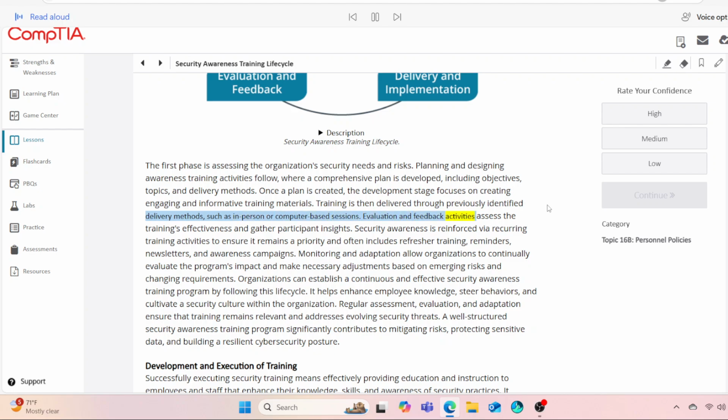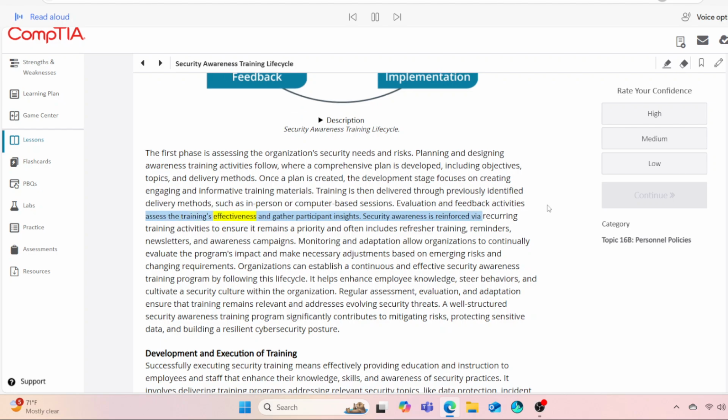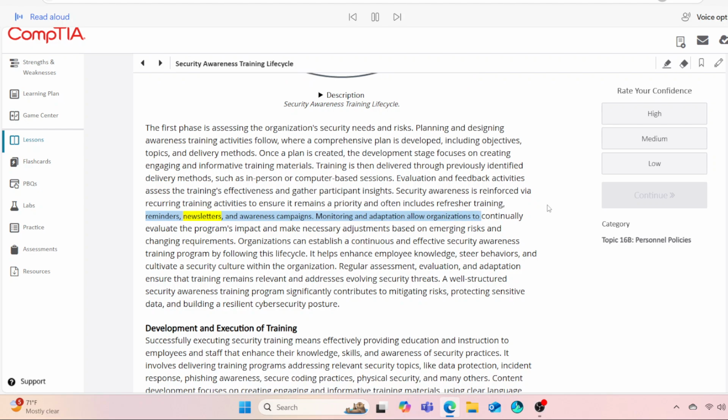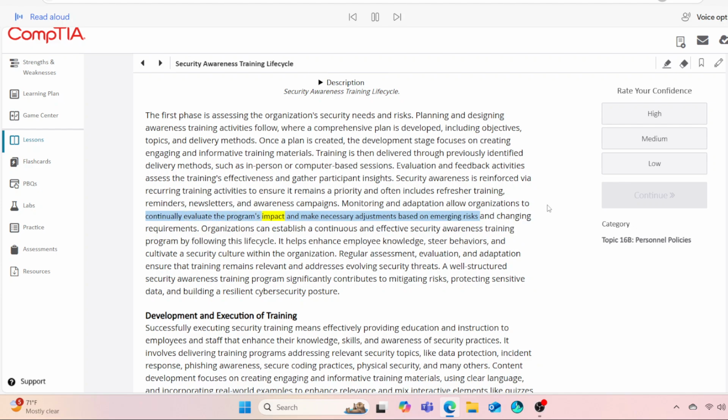Evaluation and feedback activities assess the training's effectiveness and gather participant insights. Security awareness is reinforced via recurring training activities to ensure it remains a priority and often includes refresher training, reminders, newsletters, and awareness campaigns. Monitoring and adaptation allow organizations to continually evaluate the program's impact and make necessary adjustments based on emerging risks and changing requirements.